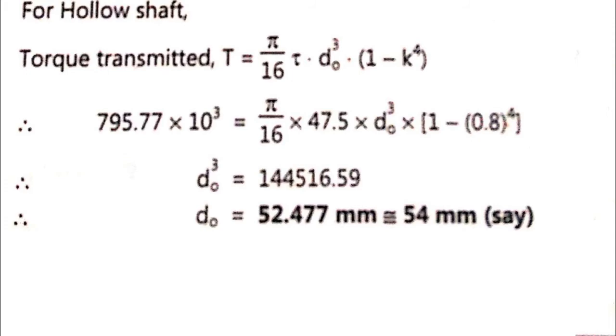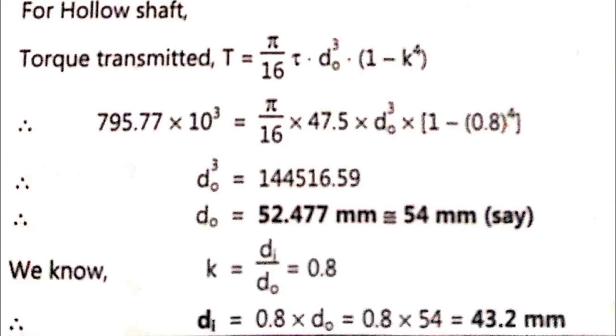Means we have to take the next even digit, therefore 54 mm. We can also take it as 55 mm, the next fifth digit. But in this problem I have taken the next even digit. Both are correct. In design we only have to check the design procedure, not the final answer. The final answer can vary up and down by 2-3 mm. It is allowed. Now we know the ratio small k is equal to di by d0 is equal to 0.8. From that we will calculate the inside diameter as 0.8 into 54, that is 43.2 mm.